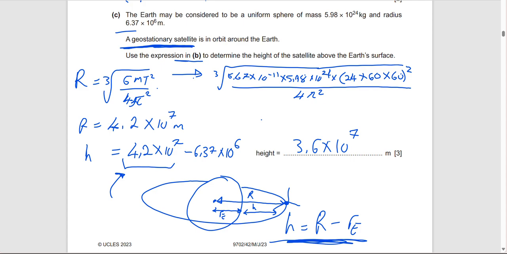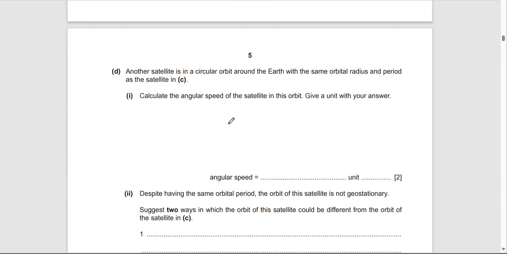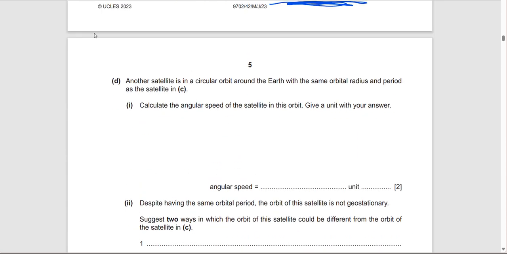All right. Next question. D. Another satellite is in a circular orbit around the Earth with the same orbital radius and period as the satellite in C. Calculate the angular speed of this satellite in this orbit. Give a unit for your answer.